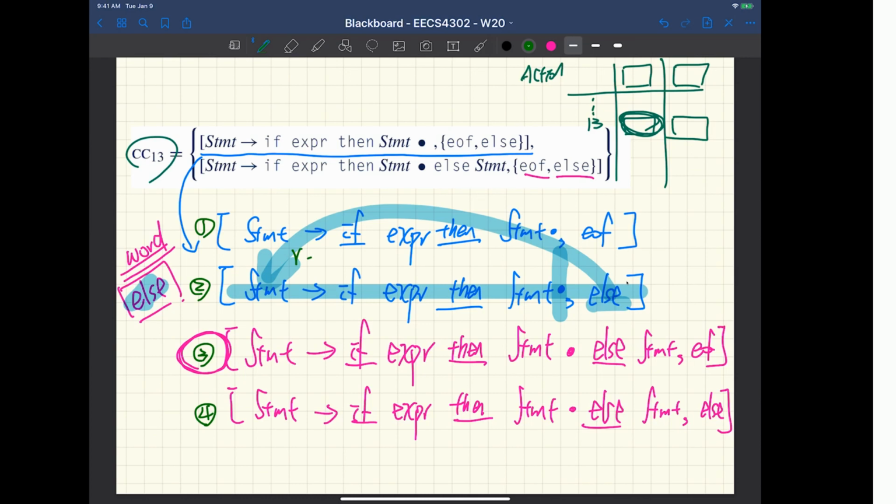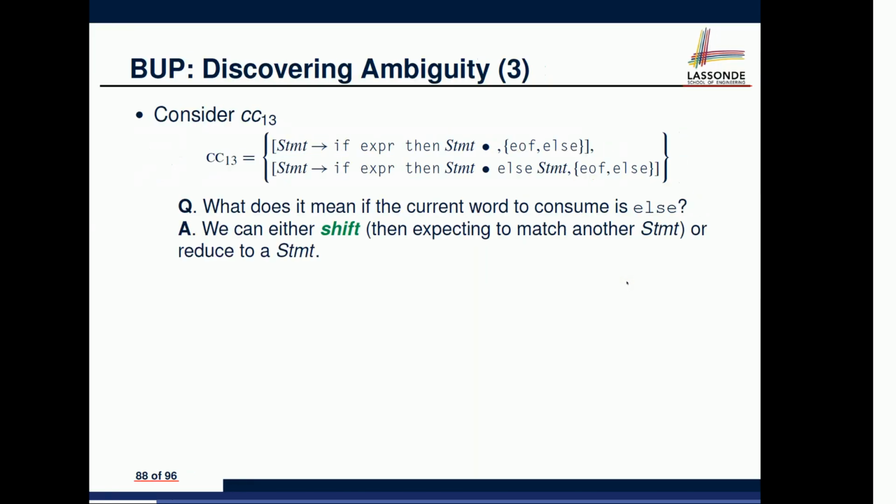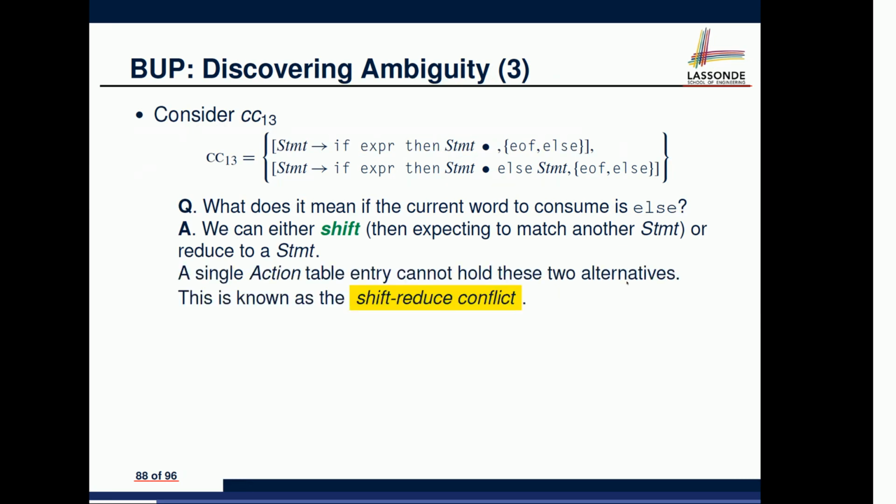That's a reduce. On the other hand, for this particular item over here, if you shift, you can actually just shift to the next one, right? So they are different operations. And so that's basically the answer, because you can either shift or reduce. Two alternatives. So that's the so-called shift-reduce conflict.